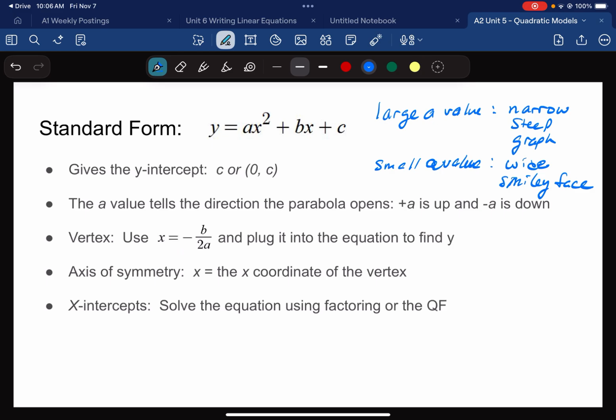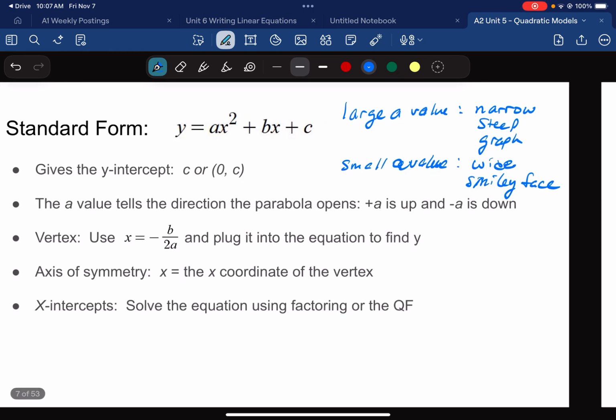The vertex, we've got to figure out the vertex. If you look at this little formula that you're going to use to figure out x, it looks very similar to the quadratic formula. It's the opposite of b over 2a piece there. That should give you the vertex x-coordinate. Then plug that back into the original equation and you'll find y. The axis of symmetry is just x equals the x-coordinate that you just found from above. And the x-intercepts, you'll have to solve the equation using factoring or the quadratic formula like we did this past unit.